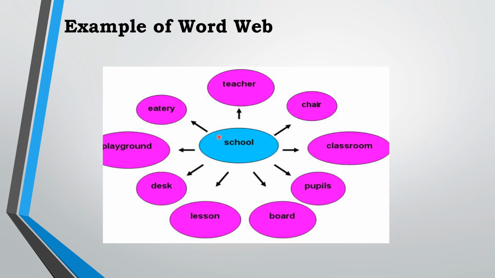School. School is the center word. So what are the different things you can relate to school? Now when we talk about school, what we can relate is teacher. Teacher is related to the school, chair, classroom, pupils, board, lesson, desk, playground, eatery. So here you have these many words that are linked with school. You may have a few more words like examination, chalk, blackboard, bell, right? You have books. You have so many things that you can relate to a central word given here.